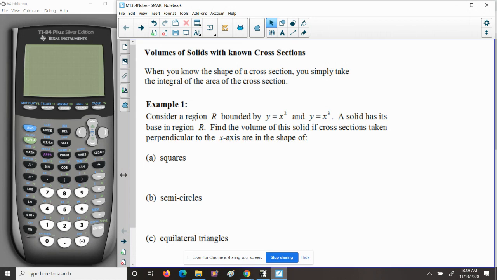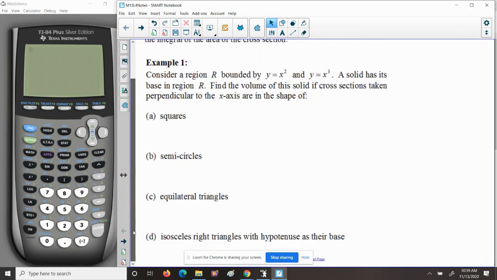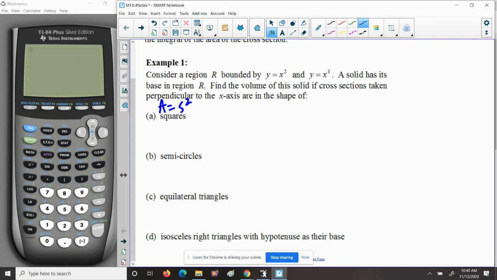First example here, consider a region R bounded by y equals x squared, y equals x cubed. A solid has its base in region R. Find the volume of the solid if cross sections taken perpendicular to the x-axis are in the shape of, and then we have some shapes we're going to take a look at. First one is squares. We already talked about that. That's easy. Area of a square is the side squared.